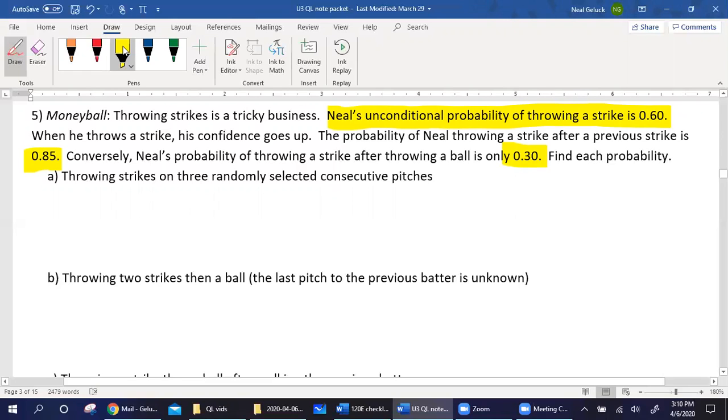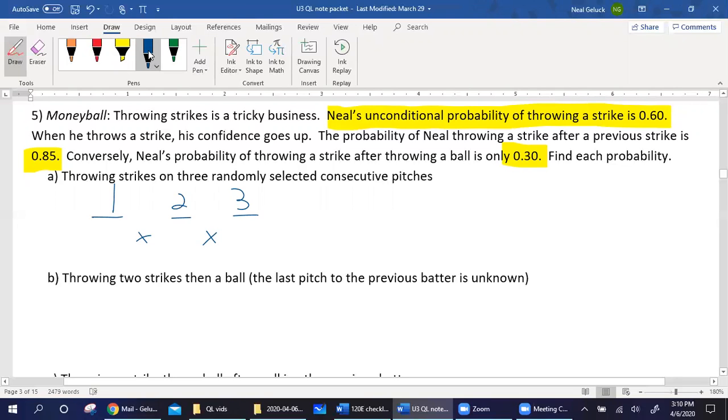So on letter A, what's the probability of me throwing strikes on 3 randomly selected pitches? Now, these are going to be multiple events, so we're going to multiply the probabilities together. Here's how I want to think of this. I've got my first pitch, my second pitch, and my third pitch. And I'm going to figure out what each one of their probabilities is, and I'm going to multiply these together.